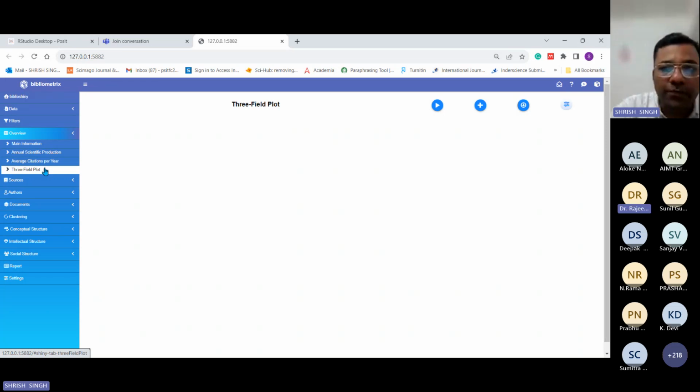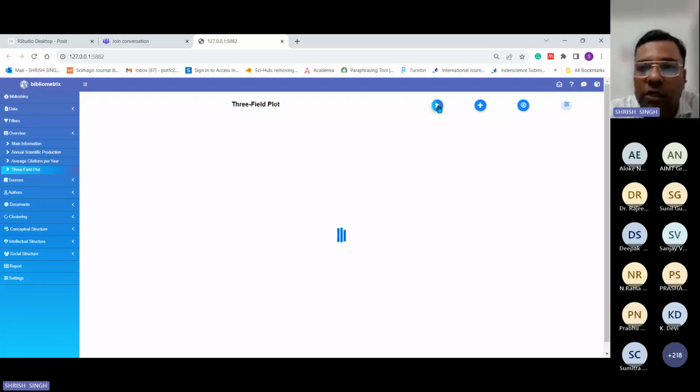That is the threefold plot. So what is the threefold plot? Whenever you click on threefold plot, it will show like this, and you have to click on this play icon, right? Whenever you click on play, you are going to run the analysis. The analysis will show you 3 different criteria and the association of those 3 different criteria, right? Firstly, this graph should appear, then I can explain in a more comprehensive way. Again, it will take some time.